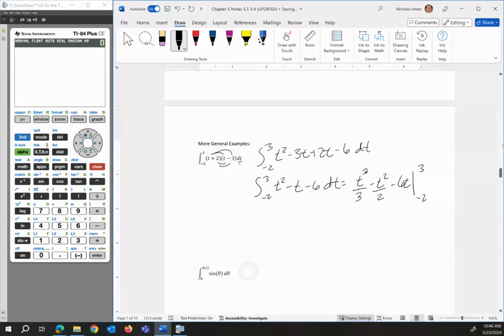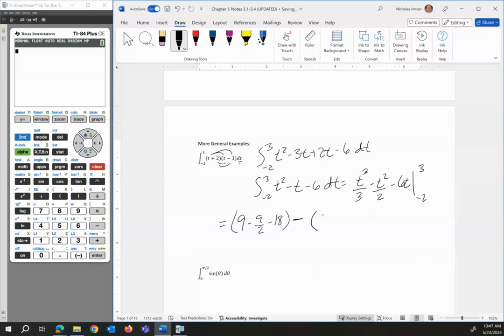All right, but we plug in 3. So 3 cubed, that would be 27 over 3, that's 9. 3 squared, that's 9 over 2. 3 times 6, negative 18. Notice how if there are 3 parts here, I usually try to write down 3 answers just to show, yes, I plugged that in there. All right, I subtract. I plug in negative 2.